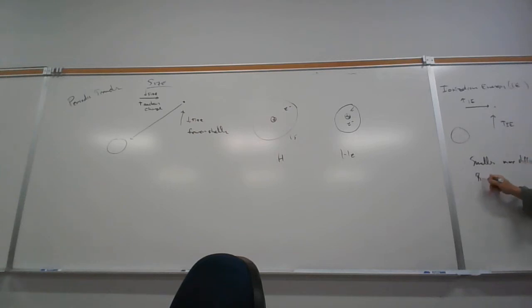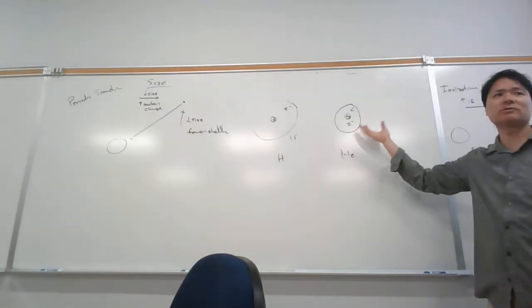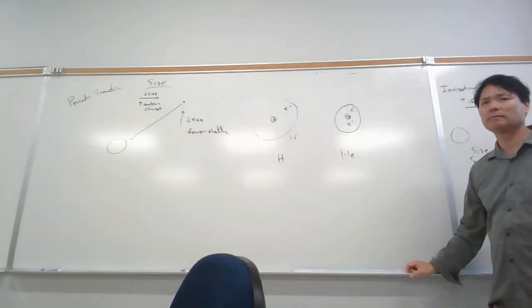Bigger the atom is, the easier it is to ionize. And so ionization energy follows the size trend. The smaller it is, the harder. The bigger it is, the easier. So helium has the greatest ionization. Helium has the highest ionization energy on the periodic table. Helium is going to be the most difficult element to ionize.